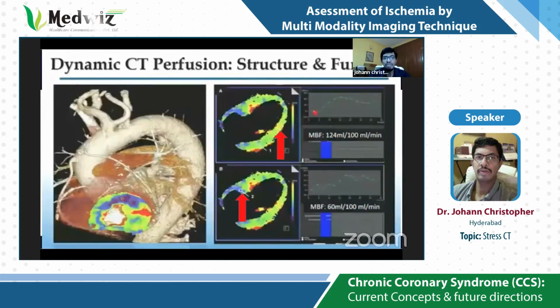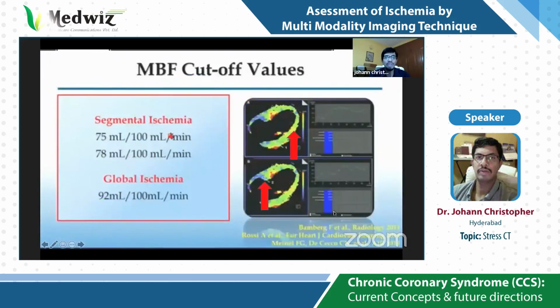What dynamic perfusion brings to the table is it gets you structure, but what is important, it gets you actual numbers of myocardial blood flow. As you can see here in green, you get a higher blood flow, and in blue, where there is a lesion, you get a lower blood flow. So exact quantitation of blood flow is there.